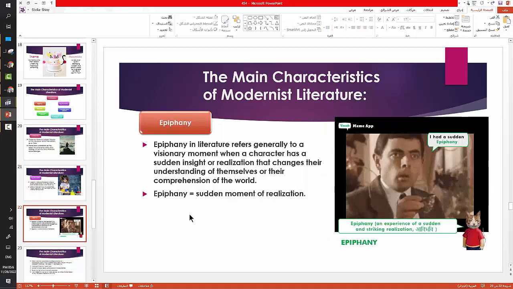Epiphany in literature refers to the visionary moment when a character has a sudden insight or realization that changes their understanding of themselves or their comprehension of the world.